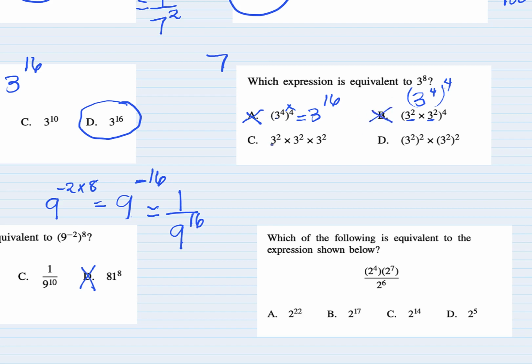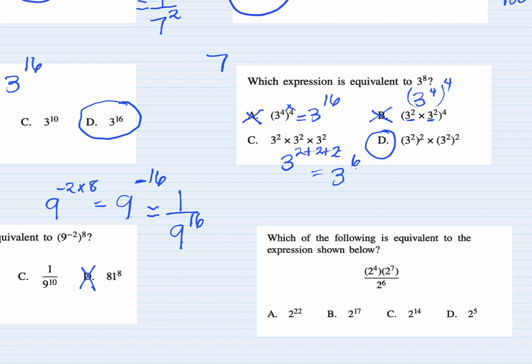We go to C and we notice that it's a multiplication, and when you're multiplying, you keep the base and you add the exponents, 2 plus 2 plus 2. When we add all those 2's, you're going to get 6. 2 plus 2 is 4, and 4 plus 2 is 6. So that is not 8. So your answer is D, and I would suggest not even doing the work.